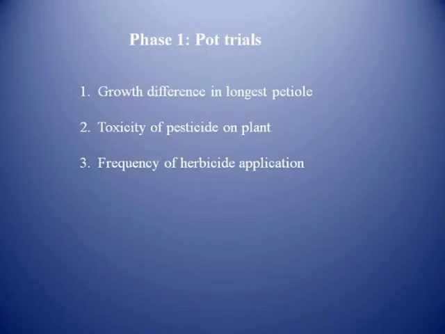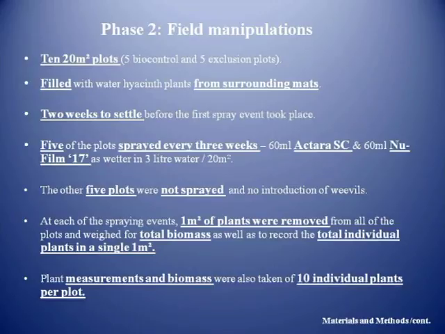The study took two phases. The first one was your pot trials. I'm not going to spend too much time on that because I've only got 3.5 minutes left, I think. But I looked at the growth difference, the longest petiole, toxicity of the pesticide in the plant, and the frequency of pesticide application. So for the field manipulations, I set out 10 plots, 20 square meter plots, filled them with water hyacinth from surrounding areas, left them for 2 weeks to settle, and then 5 of the plots were sprayed with the insecticide every 3 weeks, and the other 5 plots were not sprayed at all.